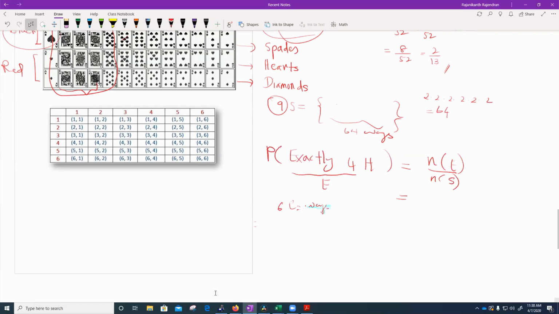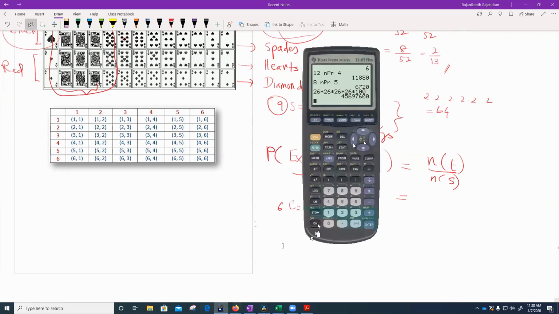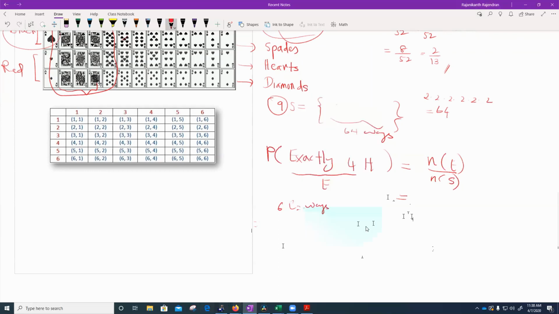What is that? 6 C 4 is 15. Okay, yeah, 15. So there are 15 possibilities to make the event E happen. That means N of E is 15. So what is N of S? The total number of outcomes in your sample space, which is 64. Therefore, the probability is 15 over 64.